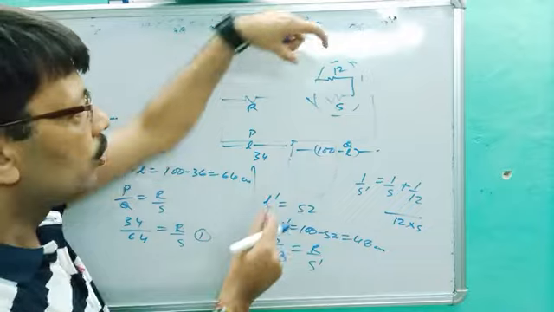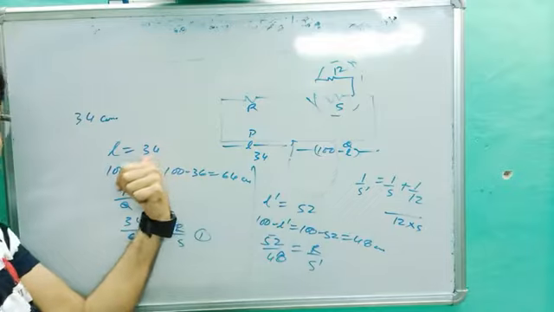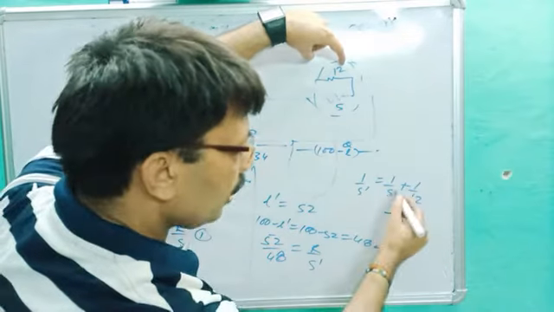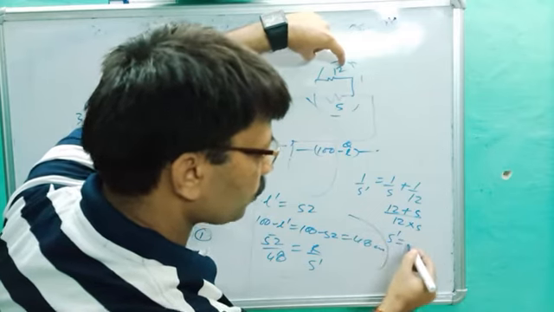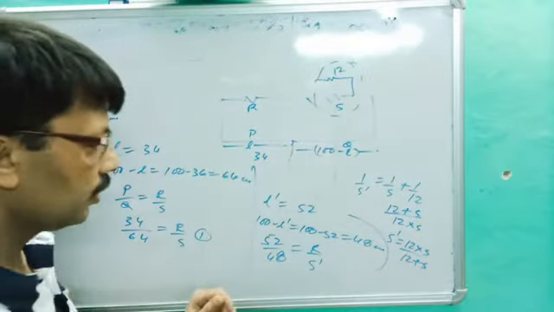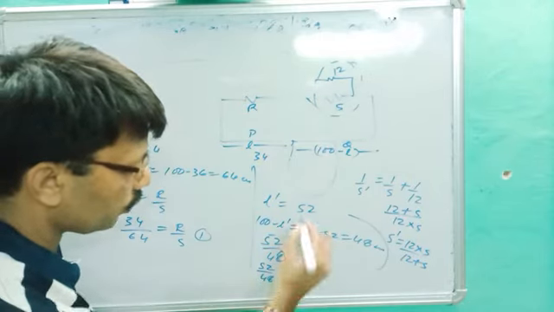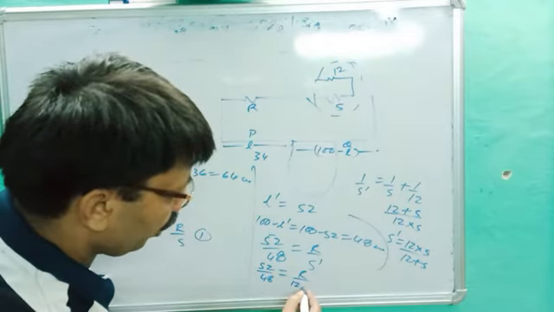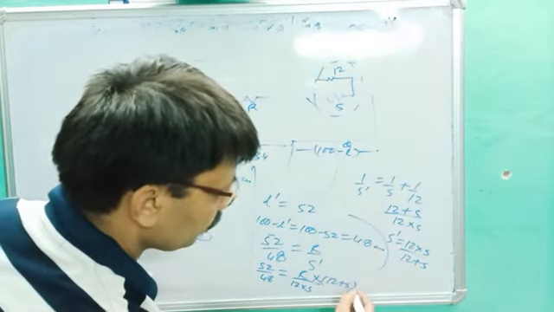The question says if a 12 ohm resistance is connected in parallel with S, then the length becomes 52. Initially it was 34, now it becomes 52. So for the parallel combination, 12 into S, S cancel, it will be 12 plus S. So S dash is equal to 12 into S upon 12 plus S. This is the value of S dash. So this formula can be modified. It becomes 52 upon 48 is equal to R upon S dash, where the value is 12 into S divided by 12 plus S, so it goes 12 plus S. This is equation number second.